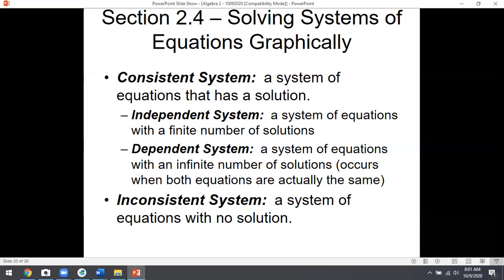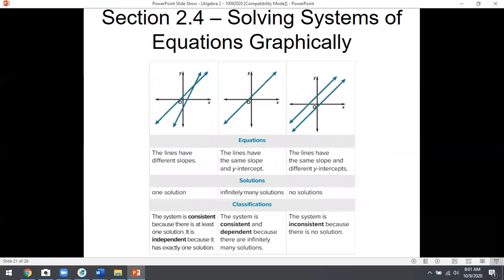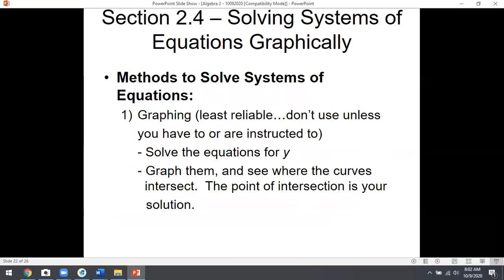That's 90% of the battle today. It's just understanding those words. I'm gonna get your calculators out too, since it's solving by graphing. We might need to graph something at some point, after we practice these buzzwords just a little bit.